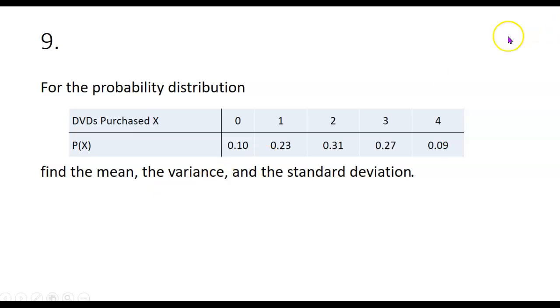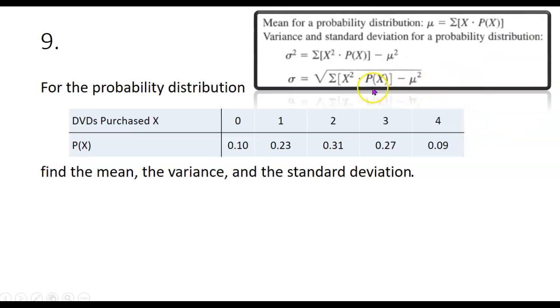Okay, number 9. For the probability distribution shown here, find the mean, variance, and standard deviation. So how do you do something like that? How do you take a probability distribution and calculate the mean and the variance and the standard deviation? If you look up the formula in the book or on the important formulas card, it looks like this, which might or might not help you.